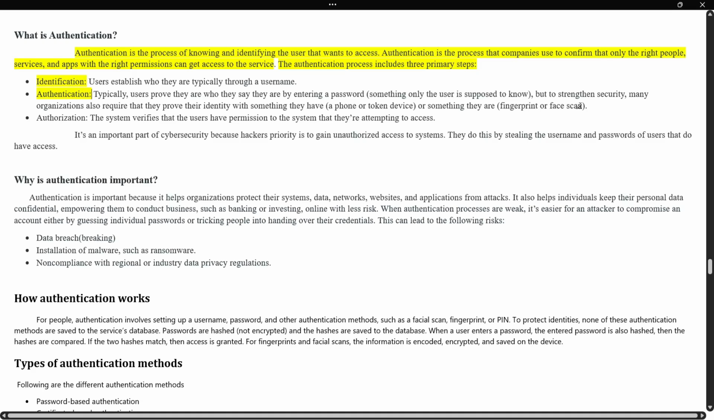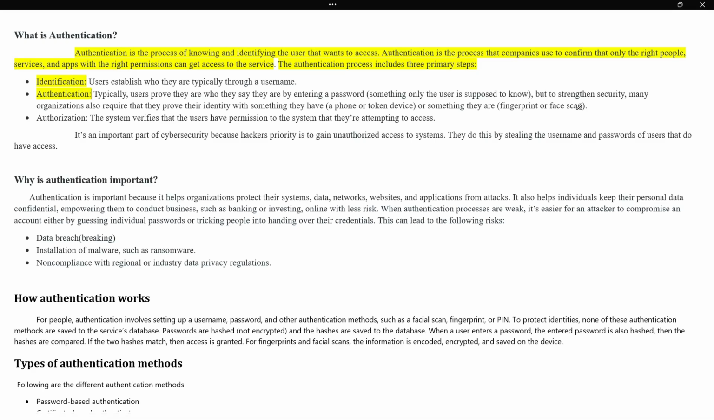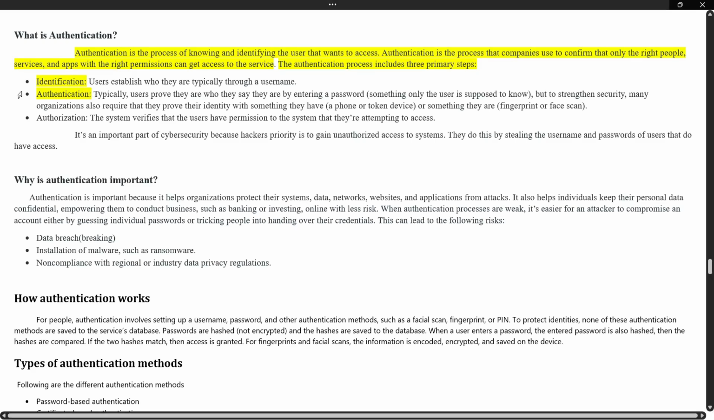These are all different multi-factor authentication methods that we will see as types of authentication. Typically, to secure our system, we will use multi-factor authentication because of cyber security, or because of hackers. So the next step is authentication. Then the third primary step is authorization. In authorization, the system verifies that the user has permission to access the system they are attempting to access.